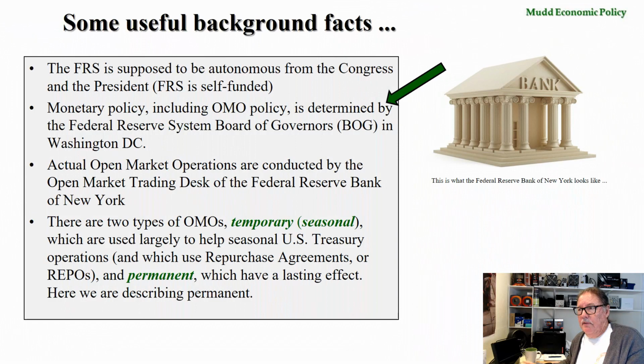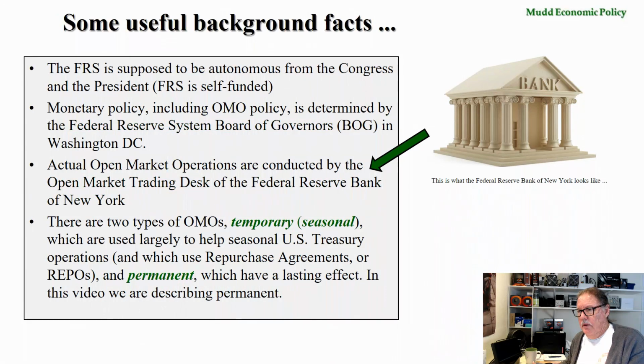Monetary policy, again, this is a reminder, including open market operation policy, is generally determined by the Federal Reserve System Board of Governors in Washington, D.C. So we said that in the first. Again, we're reminding you that there is this division of judgment and division of execution and the like. Actual open market operations are conducted by the open market trading desk of the Federal Reserve Bank of New York. Again, we stressed this before, but I want to make sure you understand that separation because it becomes important later.